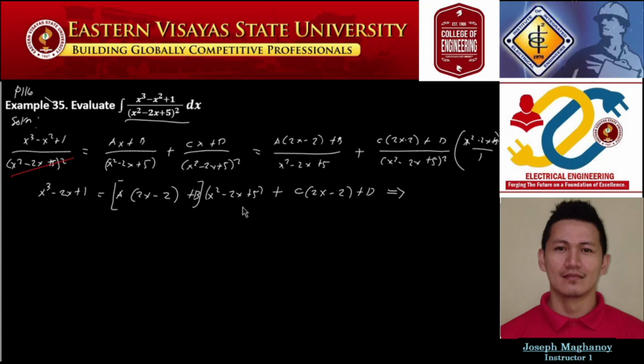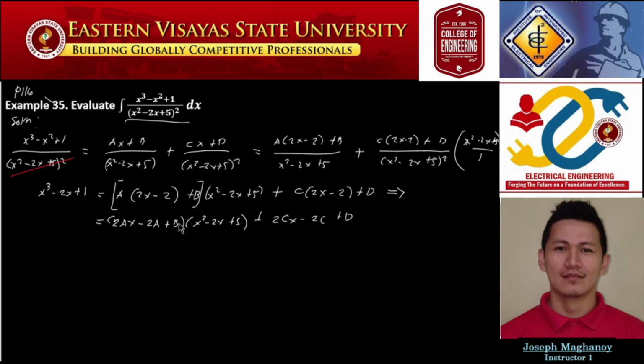We need to distribute this neighboring polynomial, the quadratic, inside the quantity. So we need to expand this partial fraction. If we do so, this is 2ax minus 2a plus b times its quadratic neighbor 2x plus 5, plus 2cx minus 2c plus d.